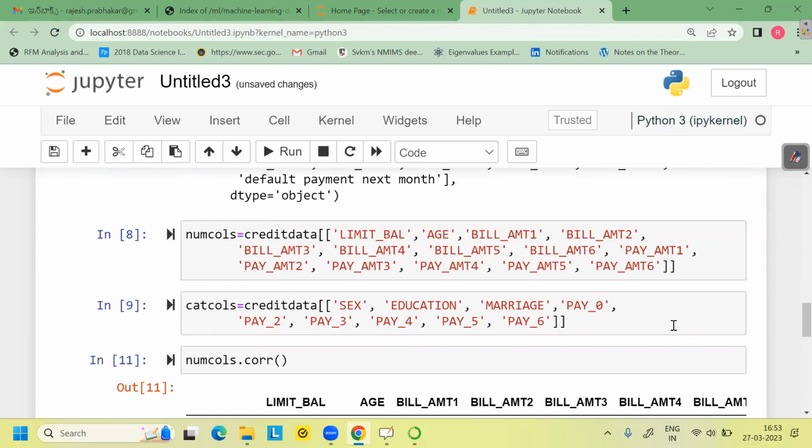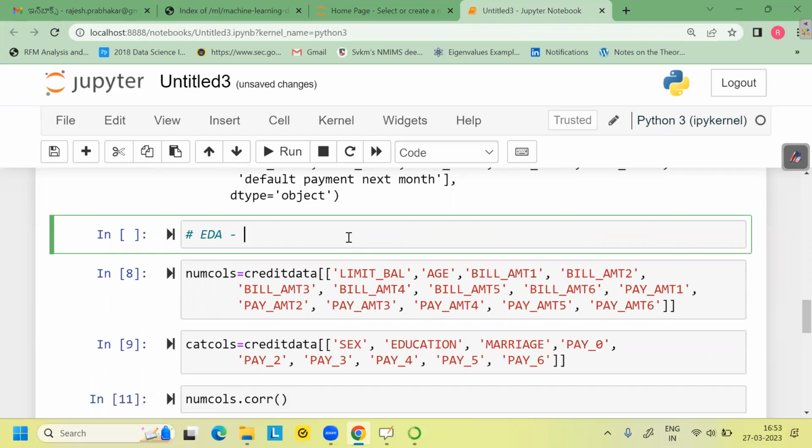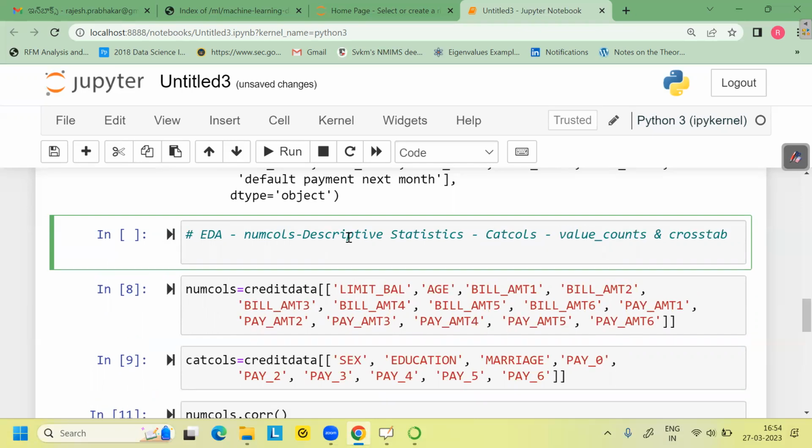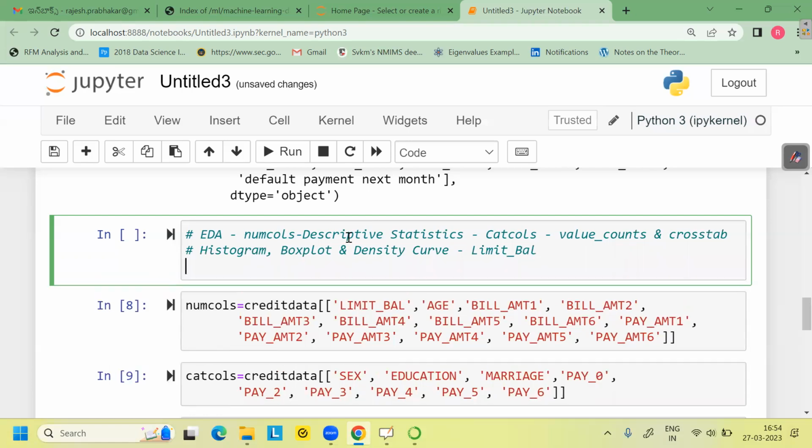So typically, before splitting the data, you should have done EDA. For num_cols, you should do descriptive statistics. For cat_cols, you have to do frequency value counts, right? Before we split the data, we should normally have done this: descriptive statistics for num_cols, value counts for cat_cols, and histogram and density curve for limit balance. For limit balance, you should have done the numeric visualization. Hypothesis tests also you could have done.